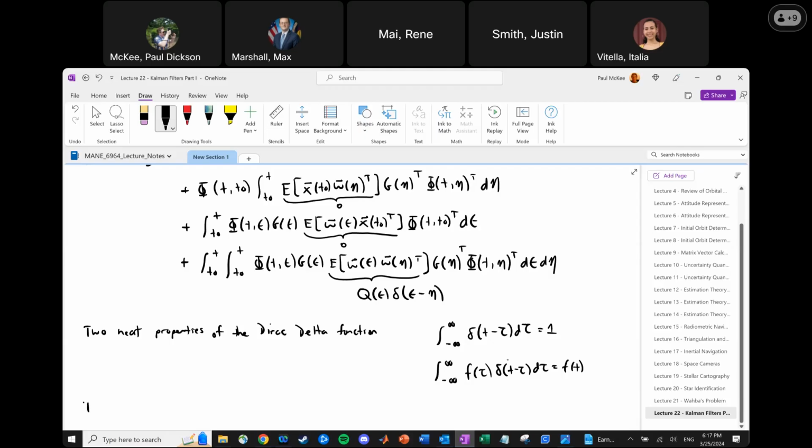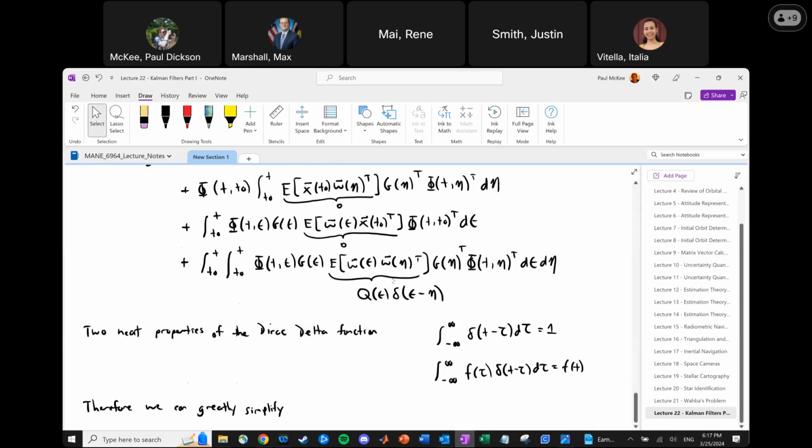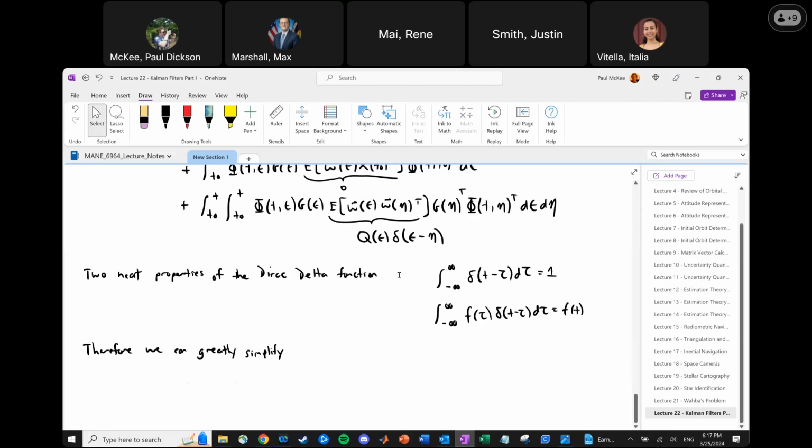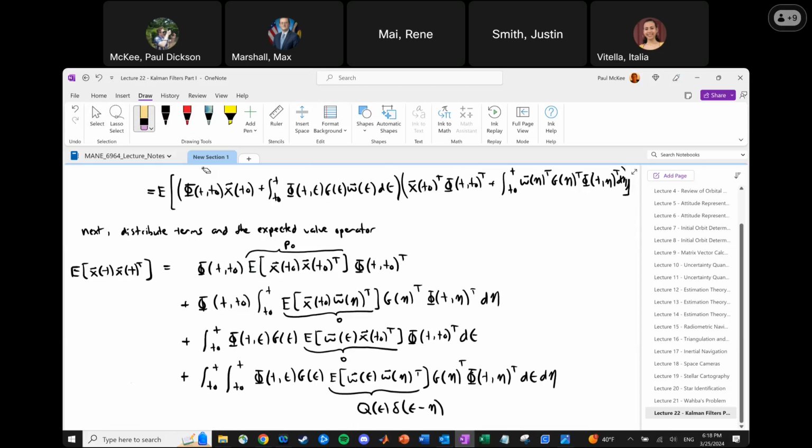So therefore, we can greatly simplify. Going back up to this 4-line monstrosity, the first term is pretty simple. The second term goes to 0. The third term goes to 0. And the fourth term turns into a single integral, which is not great, but it's a little bit better. And so let's see here. I'm going to leave it as this. So the expected value of x of t, x of t transpose is phi of t and t naught. Oh, you know what? I jumped the gun. Hang on. Sorry. This is not P naught. We're heading in that direction. It's actually one of the terms in P naught, but we're not quite there yet.